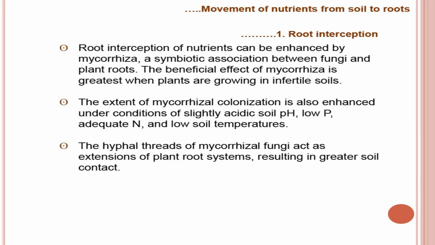Root interception of nutrients can be enhanced by mycorrhiza, a symbiotic association between fungus and plant roots. The beneficial effect of mycorrhiza is greatest when plants are growing in infertile soil, particularly in soils where nutrient deficiencies are quite common, say for phosphorus. So, mycorrhiza mostly live outside the plant root or maybe some are inside the plant roots, depending upon the kind of climate and also the kind of fungi infecting the host plant, and it helps in the uptake of water and also uptake of phosphorus and some other nutrients.